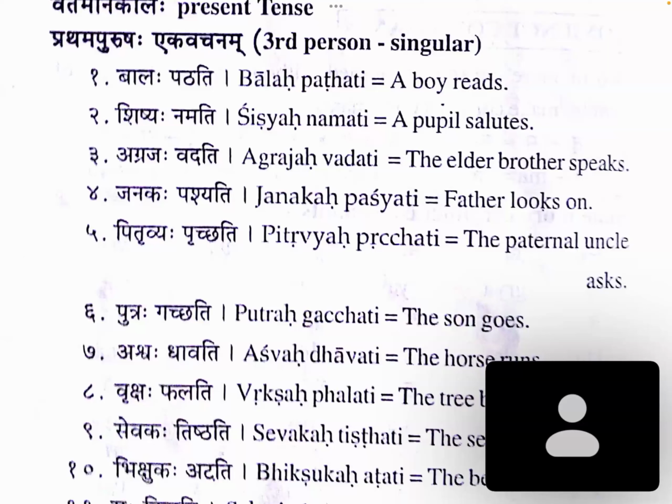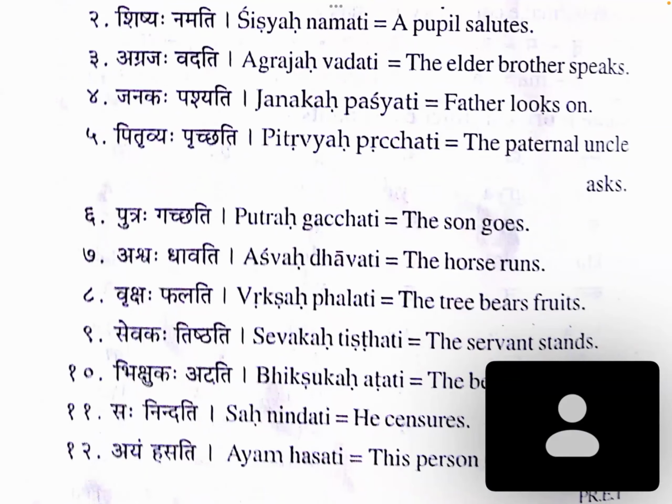Pitruvyaha Pruchati. Pitruvyaha. Okay. Pitruvyaha Pruchati. Pitruvyaha is the paternal uncle. We say Periyappa, Chittappa. They are all the father's elder brother or younger brother, the paternal uncle. Pruchati asks. The paternal uncle asks. Okay. Next. Thank you, madam.